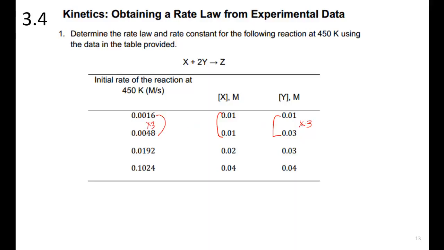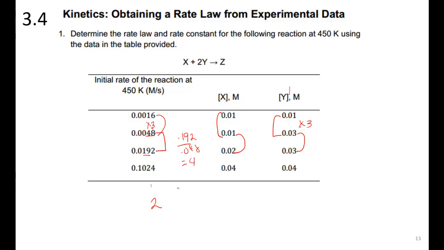Okay, so if I double this and this doubles, or I triple this and this triples, then the rate order is 1. Now I want to look at what happens with the other reactant. So here I want to keep my Y constant. I'll keep it at 0.03. I'm doubling my X, and what happens to my rate is it goes from 0.048 to 0.192. If I put 0.192 over 0.048, I get 4.